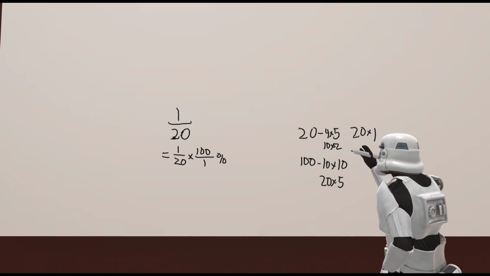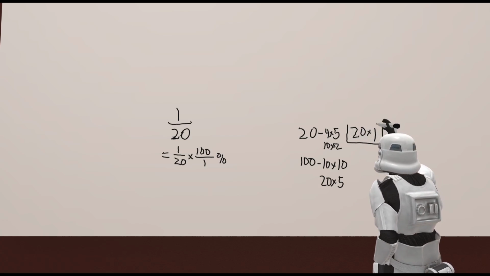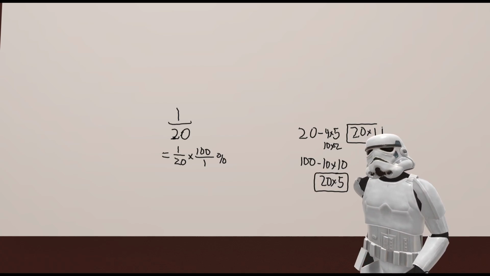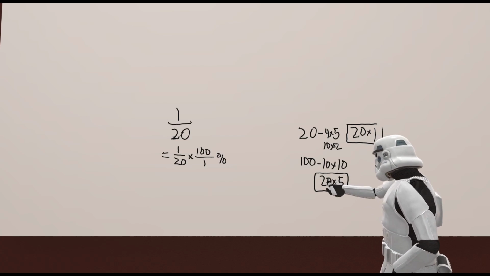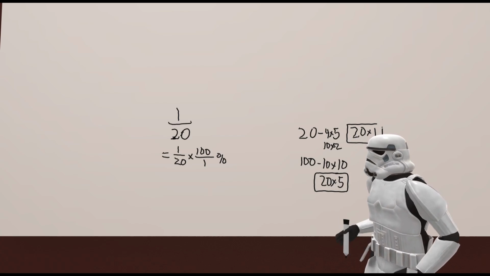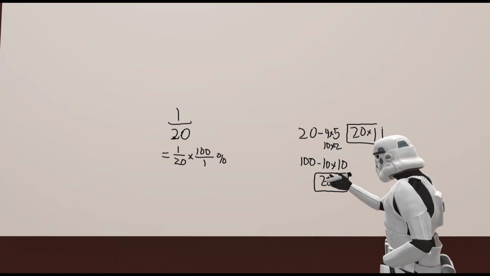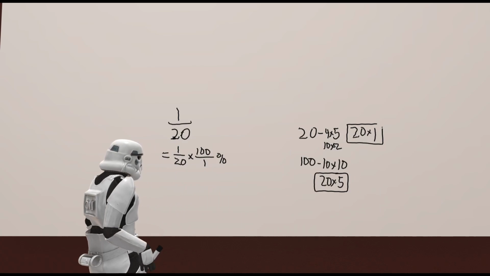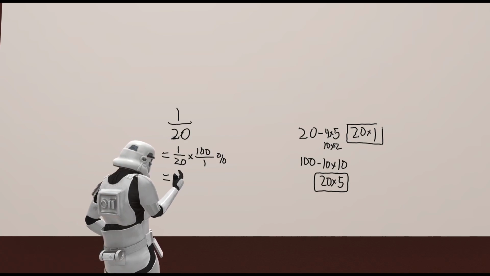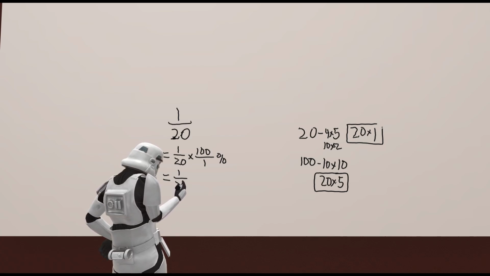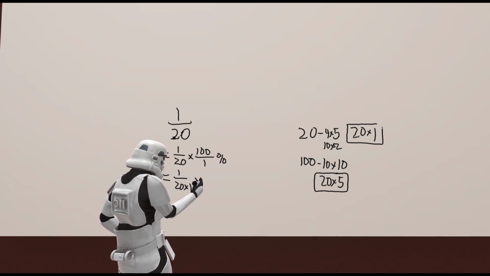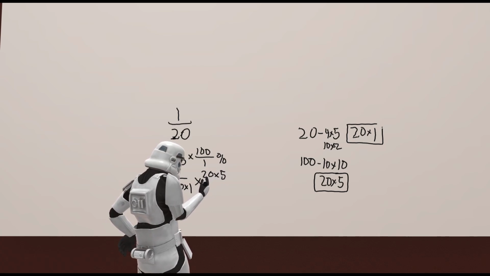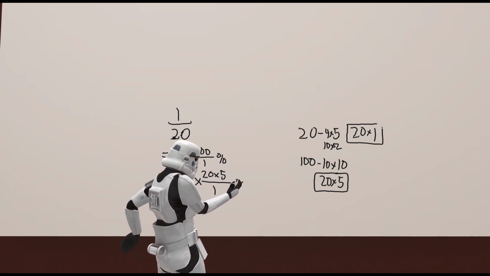Now, we can see that this here and this here, these two times tables have the highest common factor being 20. So now we're going to change our 20 and our 100 into these two times tables. Alright, so we've got 1 over 20 times 1 times 20 times 5 over 1, and then the percent sign.